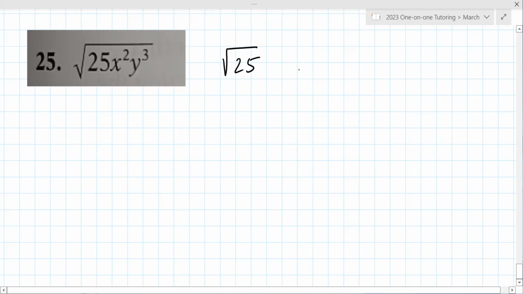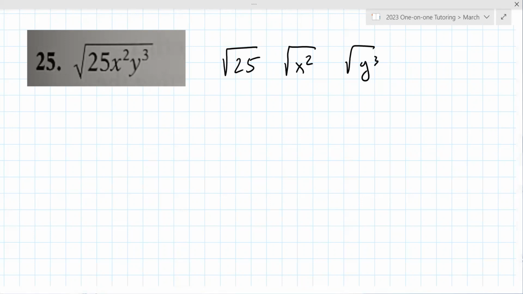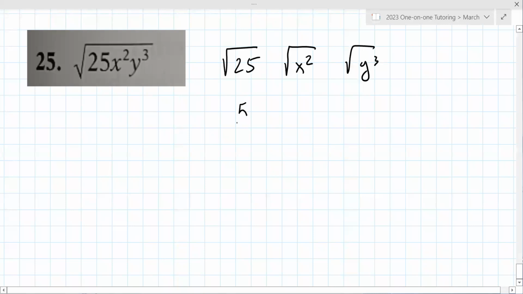Like this is the square root of 25. This is the square root of x squared, and this is the square root of y cubed. Individually, you know how to do each of these. It's being able to do them all together and then pair up the answers. And that's really the challenge here. It's not that these problems are difficult, it's the combining of them. Square root of 25 is 5. The square root of x squared, because it's even, it becomes x.